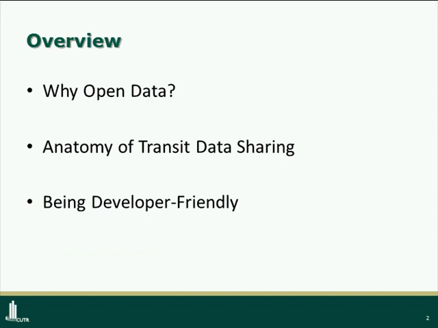So in today's presentation, I will cover the following topics. So first, we're going to talk about why open data. Why is it important? Second, we're going to talk about the anatomy of transit data sharing. So this is the general structure of the different types of information that a developer would expect to have access to as part of developing a mobile application. Finally, we're going to talk about some tips of being developer friendly.